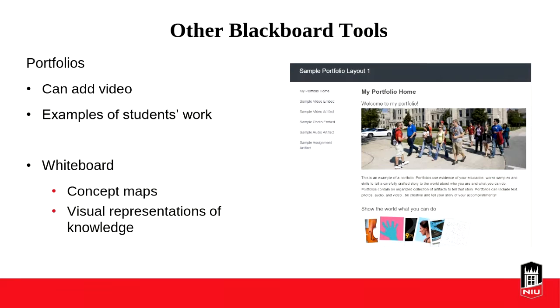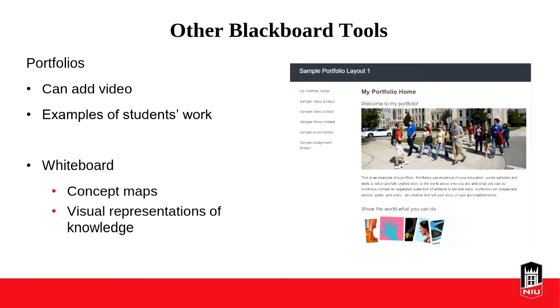The Blackboard Portfolio tool is available to all faculty and students at NIU. The Faculty Development and Instructional Design Center website includes extensive resources and tutorials to support faculty and students who are using Blackboard portfolios in their courses. I will share a link to those resources in the post-workshop email that I send to each of you.